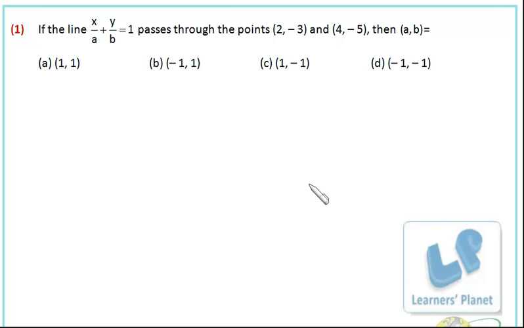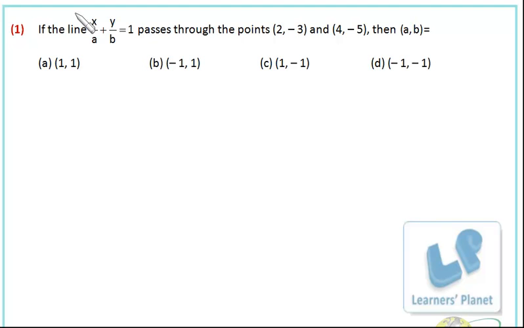Now let's see this problem. If the line x by a plus y by b is equal to 1 passes through the points this and this, then AB is. Okay, now this line, if it passes through these points, that means these points should satisfy this line, right? That means the point 2 and minus 3 should be satisfying this equation.